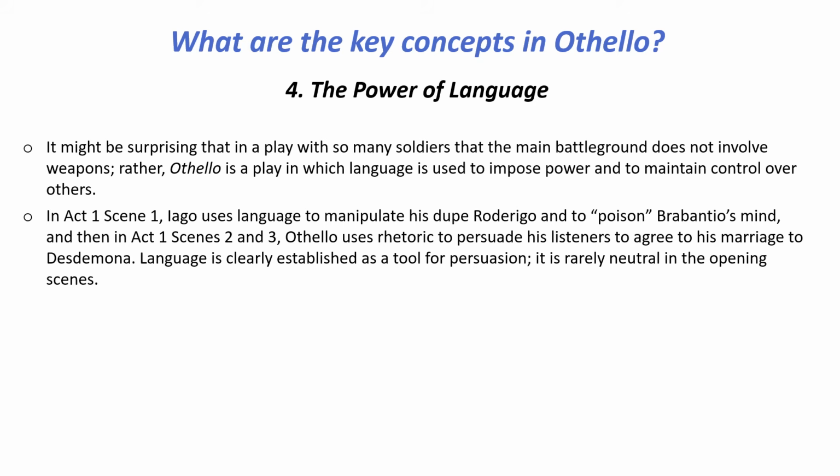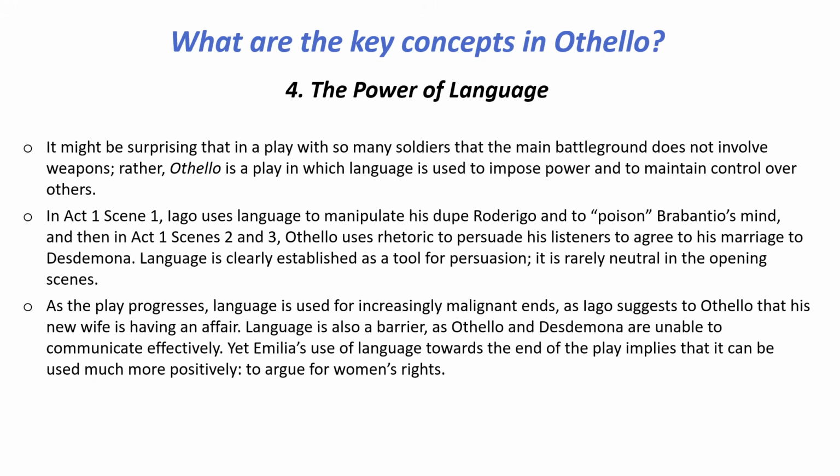And then in Act 1, Scenes 2 and 3, Othello uses rhetoric to persuade his listeners to agree with his marriage to Desdemona. So in the first three scenes, we see that language is clearly established as a tool for persuasion. It is not neutral, and both Iago and Othello use language very effectively to get their way, essentially. And then as the play progresses, language is used for increasingly malignant ends. So Iago gradually drip feeds these ideas to Othello, suggesting to Othello that his new wife Desdemona is having an affair. And those words that Iago uses to make those suggestions are incredibly powerful, and we see their very destructive effects at the end of the play.